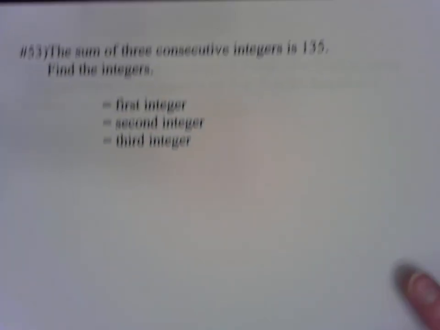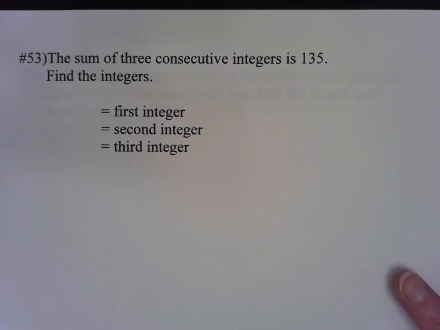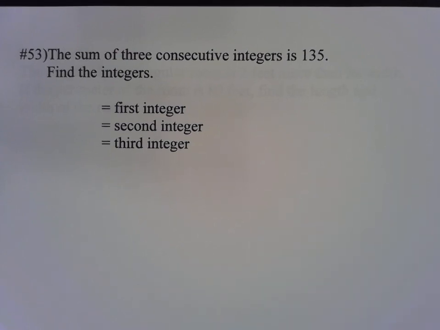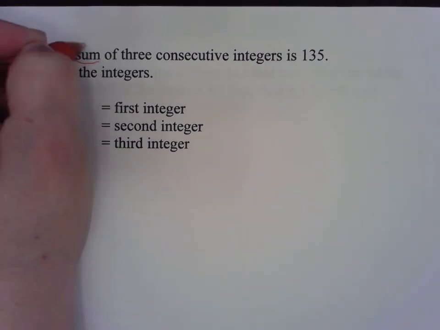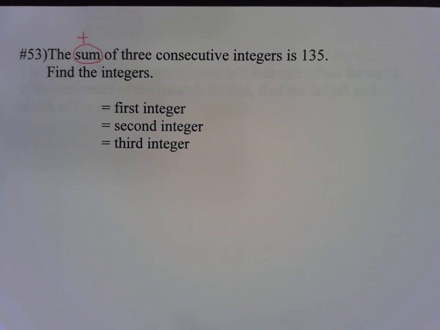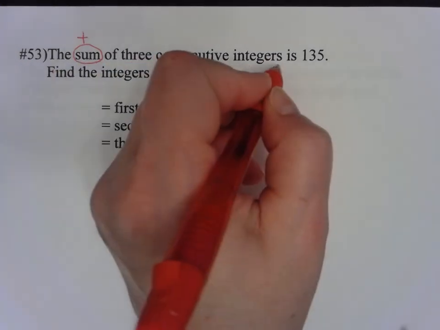This is another example that uses different keywords to help us set up a word problem. This one, also from your book, says the sum of 3 consecutive integers is 135. Find the integers. Okay, so if we wanted to pick out some keywords here, here's the word sum again, so I know I'm going to take these 3 numbers and add them up. We might need to define some things.